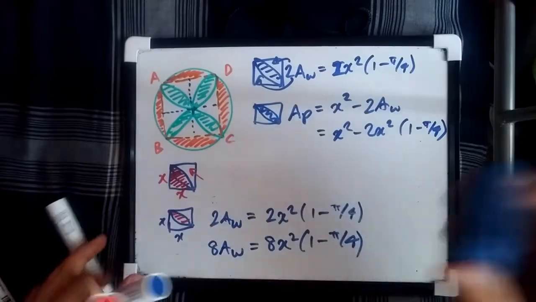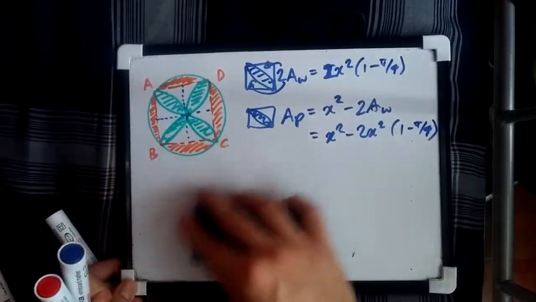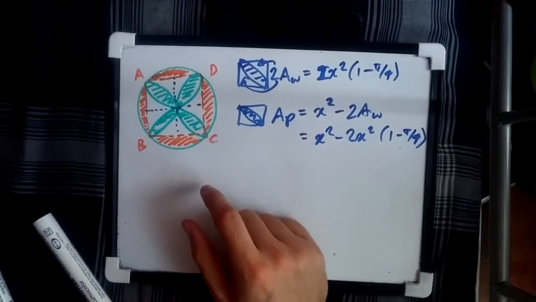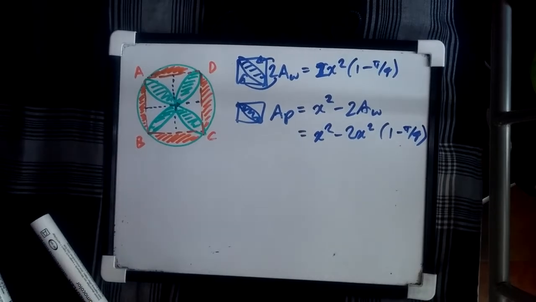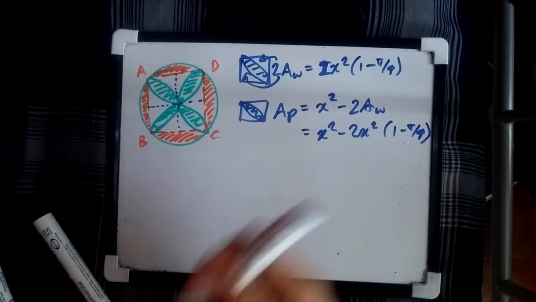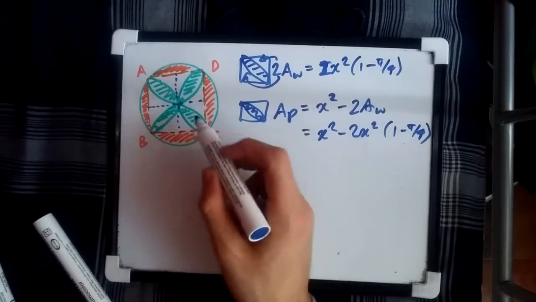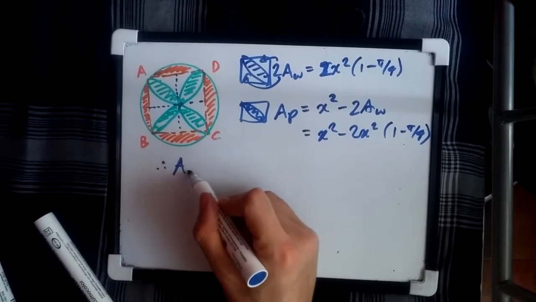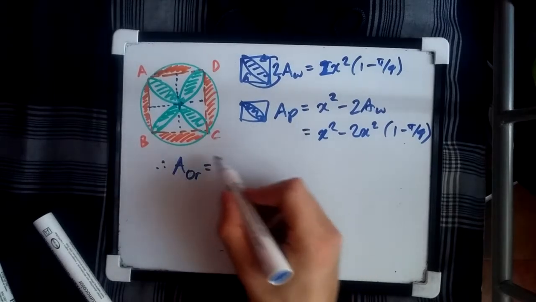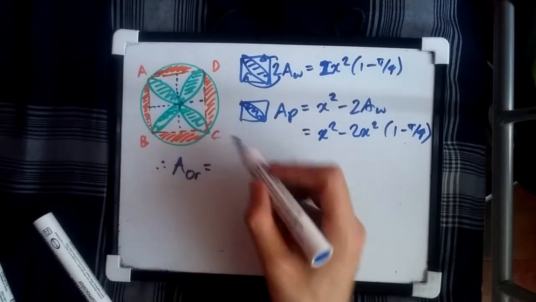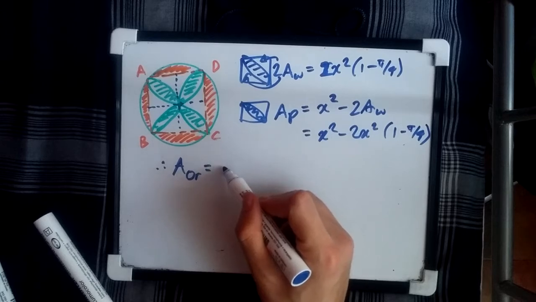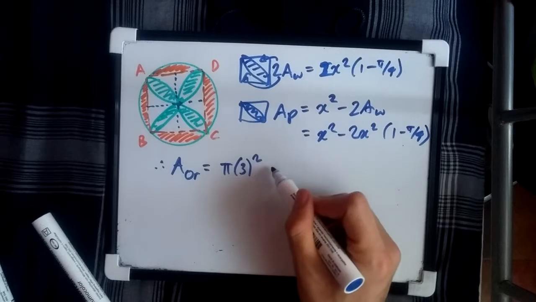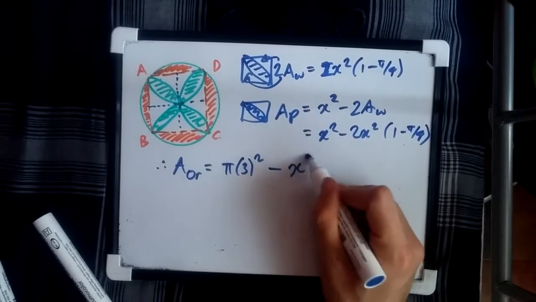Now we knocked out the difficult bit, so we should consider finding the orange part of the region. This is quite straightforward. Recall that the radius of the circle is 3, so we can just subtract the square from the entire circle. Therefore the area of the orange part is simply the area of the circle, which is pi r squared, so pi times 3 squared, remember 3 was the radius, minus the area of the square, which is x squared.